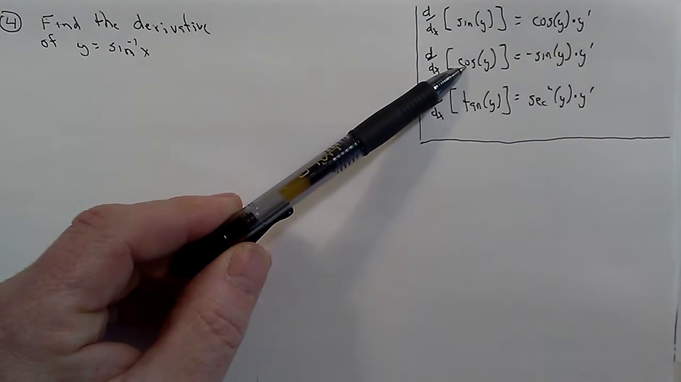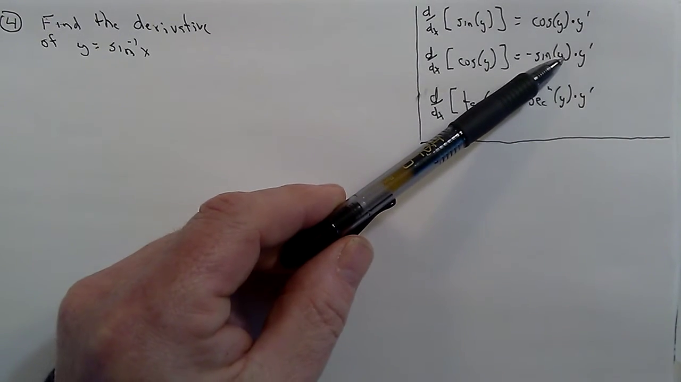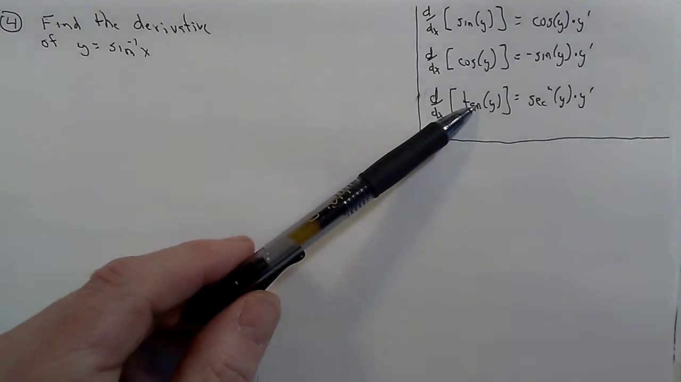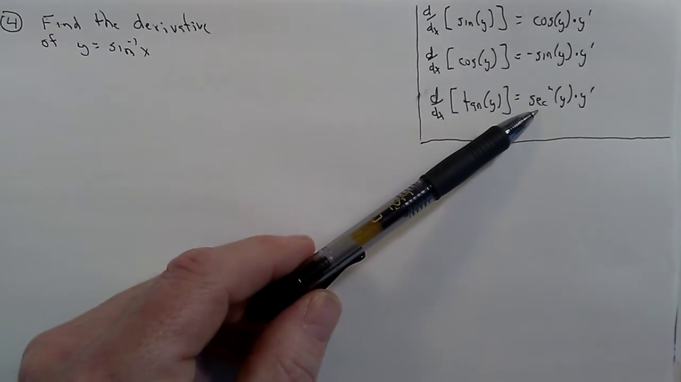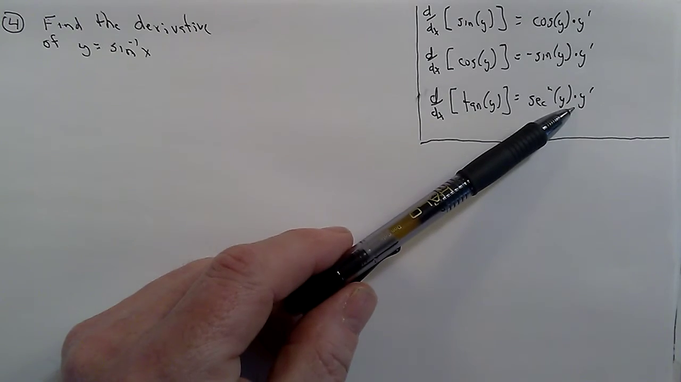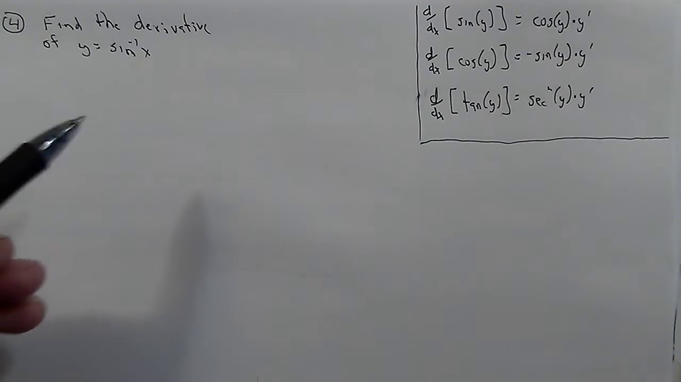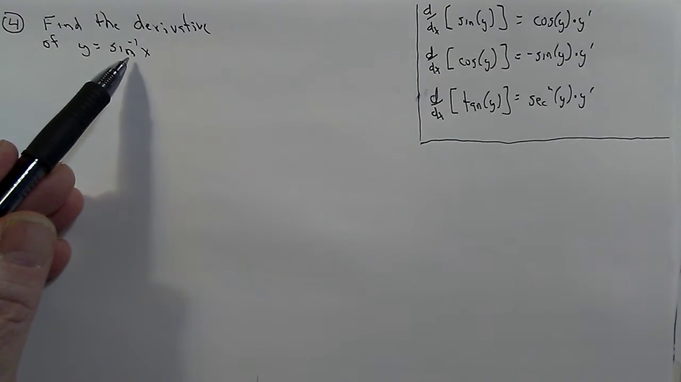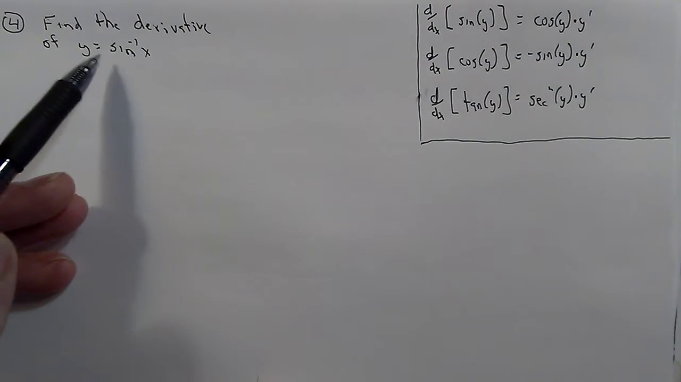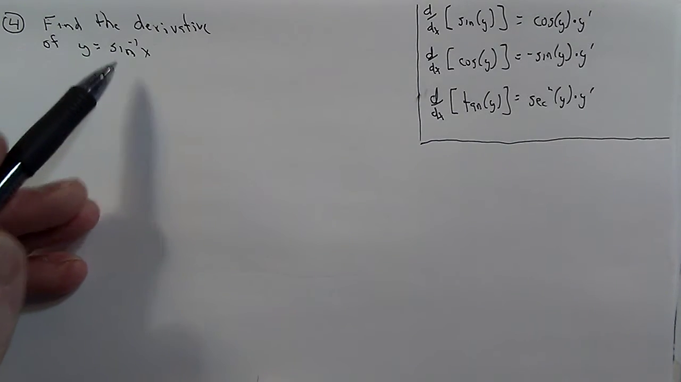Derivative of cosine y is negative sine y, times y prime. Derivative of tangent y is secant squared y, times y prime. Chain rule. That doesn't change. So, inverse trig. Go back to the definition of an inverse.